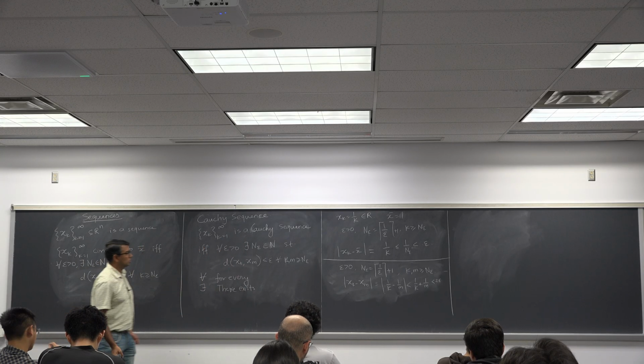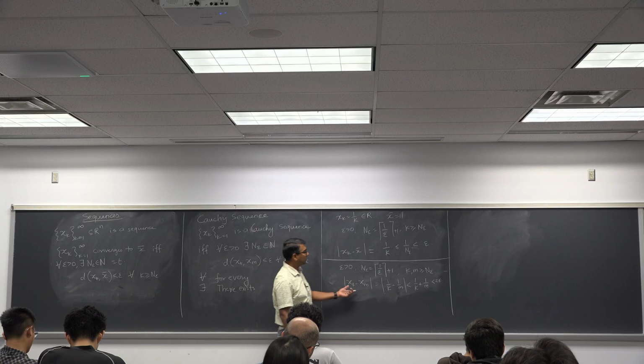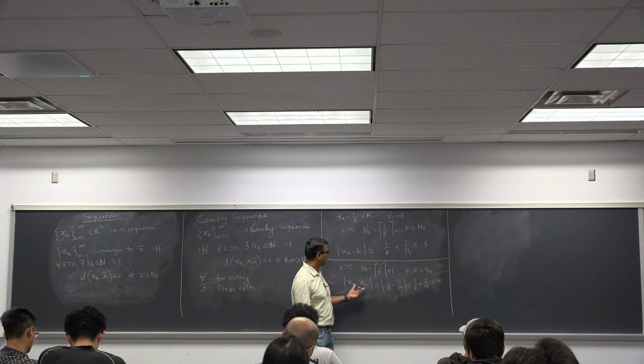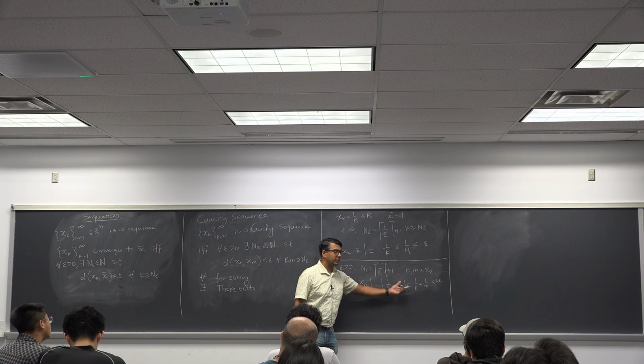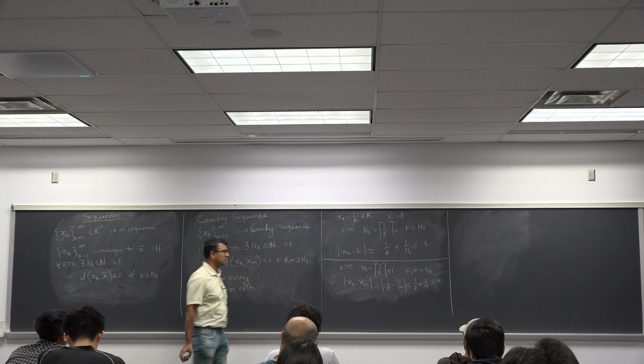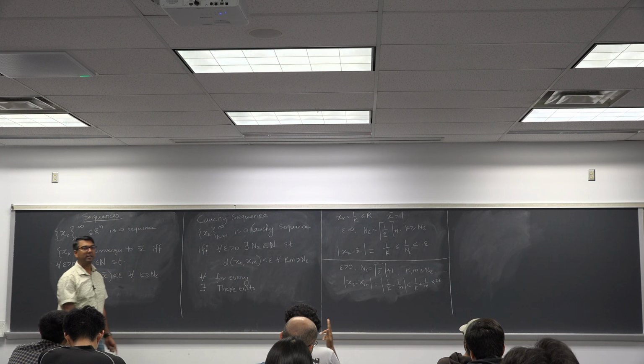Okay, so I don't have to come up with x bar. I don't have to do any guessing game here. All I have to look at is 2 points in the tail: pick 2 points in the tail, look at the distance. If it is less than epsilon, then I'm good to go. I know that this sequence converges.